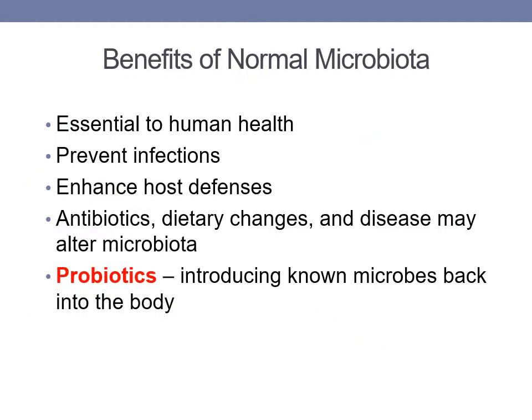Microbiota are essential to our health. They prevent infections and enhance our immune system that defends us against foreign invaders. But things like antibiotics, dietary changes, and disease may alter the microenvironments and therefore alter the microbiota. Taking probiotics, or eating and drinking foods that contain the types of microbes found in the normal microbiota of our gut, can reintroduce them to our system and stabilize imbalances.